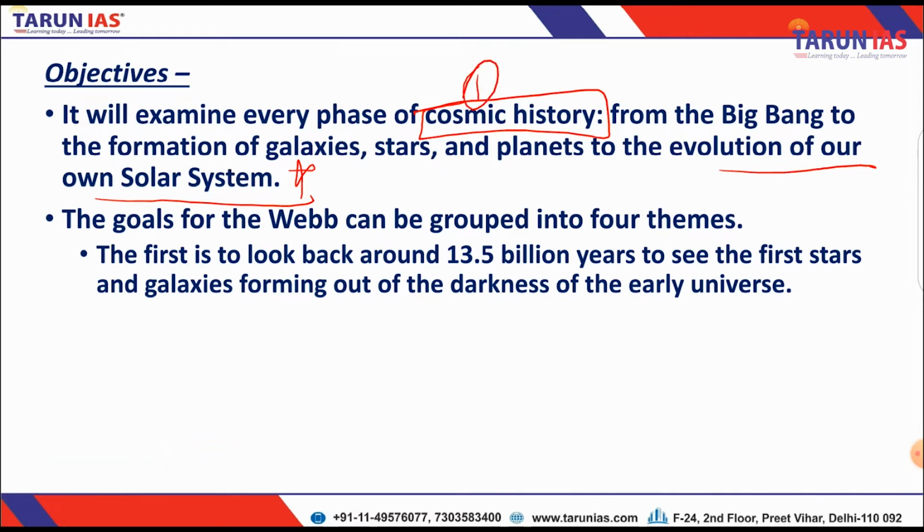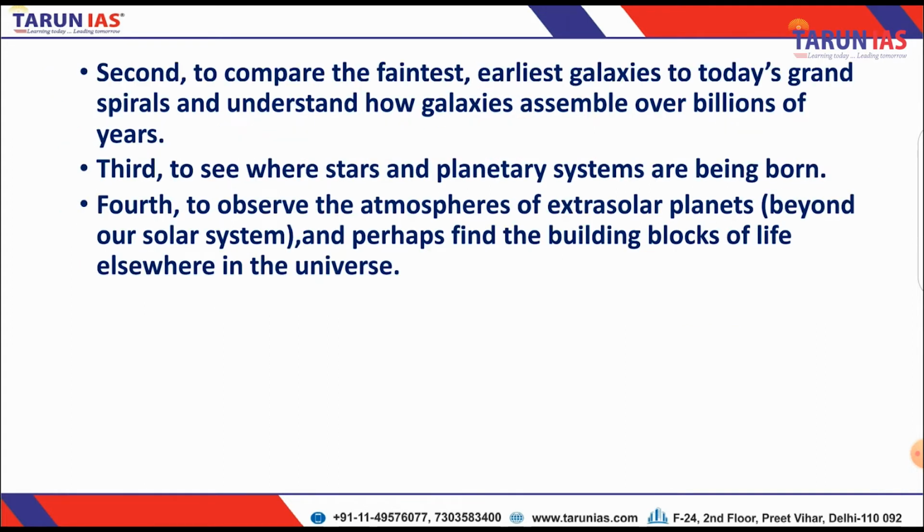The goals for the James Webb Telescope can be grouped into 4 themes. The first is to look back. Now basically the James Webb Telescope is going to look back into the past around 13.5 billion years to see the first stars and galaxies forming out of the darkness of the early universe. That means it is going to look into the formation of the stars and galaxies during the time of early universe. The second goal is to compare the faintest and earliest galaxies to today's grand spiral and understand how the galaxies assemble over the billions of years.